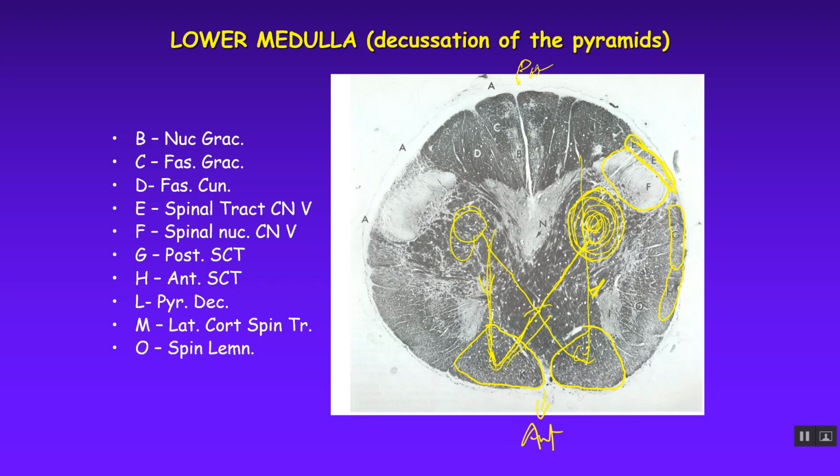So this crossing point, as they're going to migrate over to their location, then continue going down as the lateral cortical spinal tract, that's the pyramidal decussation. It's that crossing point.